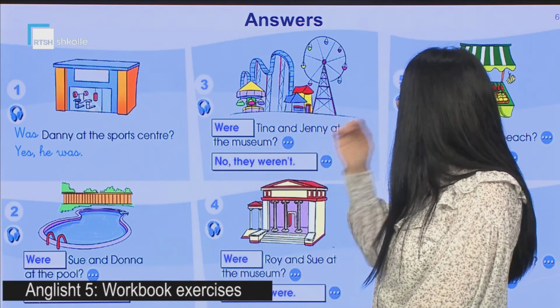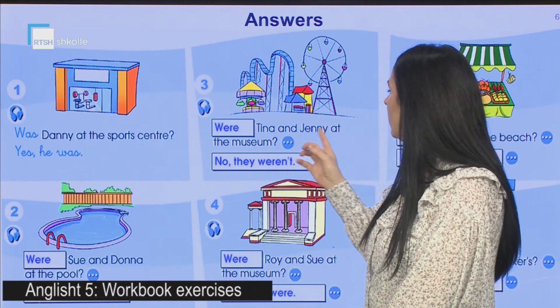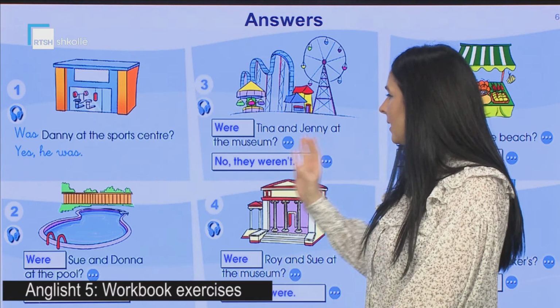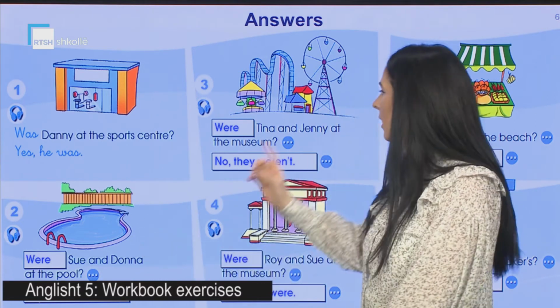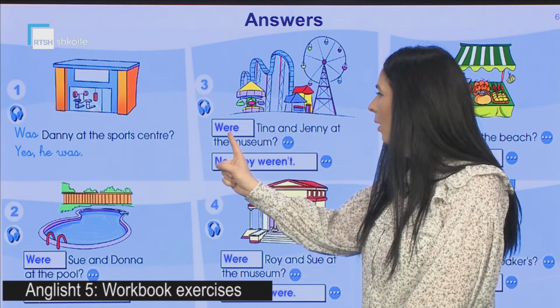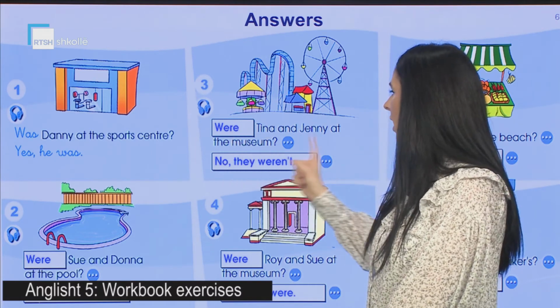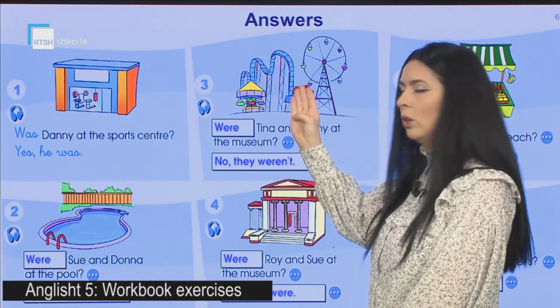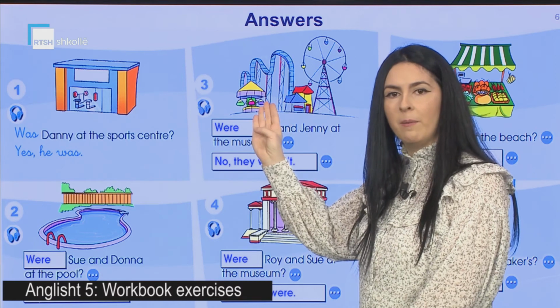Let's continue with the third one. Were Tina and Jenny at the museum? Why were? It is the same as the second sentence. We have 2 people, Tina and Jenny. They were. So were Tina and Jenny at the museum? No, they weren't. Why not? Because this is not a museum. This is a fun fair.